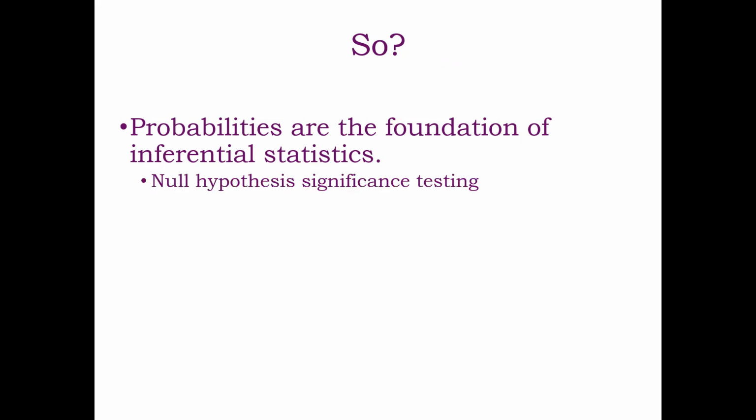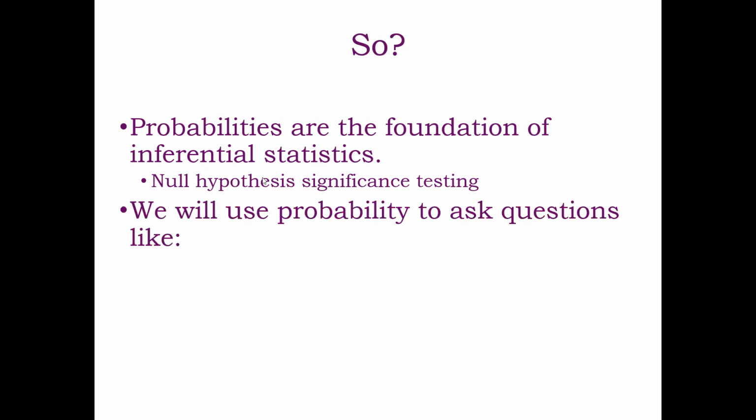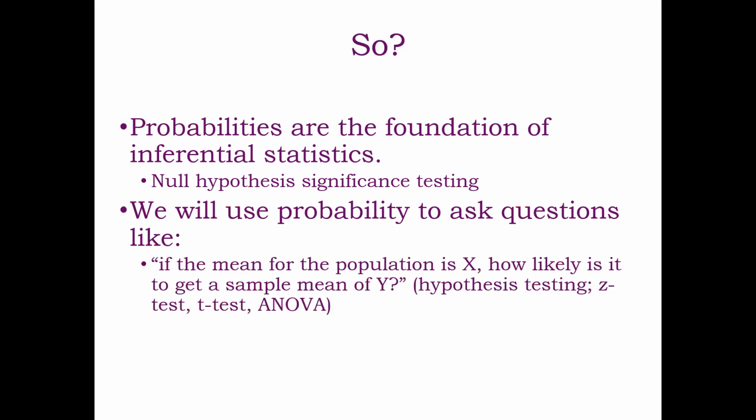We're doing this because we're using null hypothesis significance testing, okay? Probability is also the basis of Bayesian statistics. In this class, we're going to be doing null hypothesis significance testing, and this is basically finding the probability of obtaining sample data given a theoretical distribution, which is the null hypothesis. Okay, and we'll get back to that in a minute. We're going to use probability to ask questions like, if the mean for the population is X, how likely is it to get a sample mean of Y?